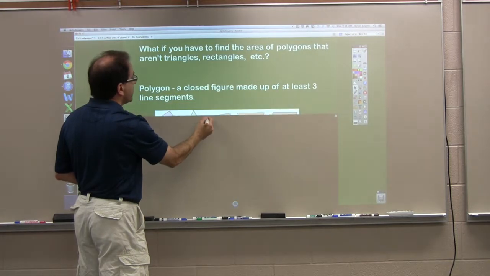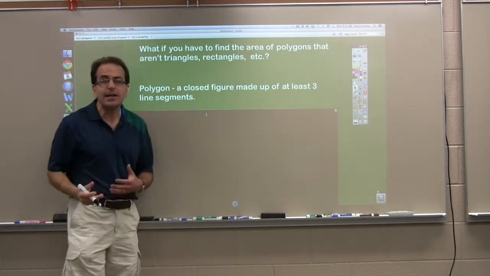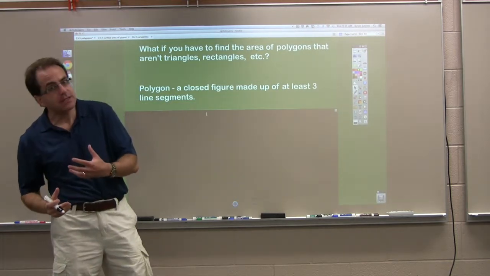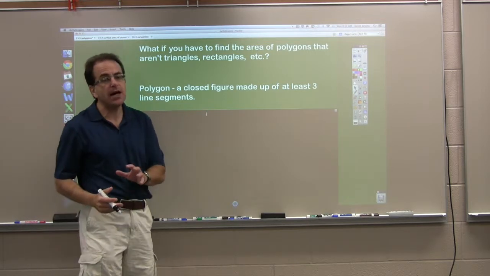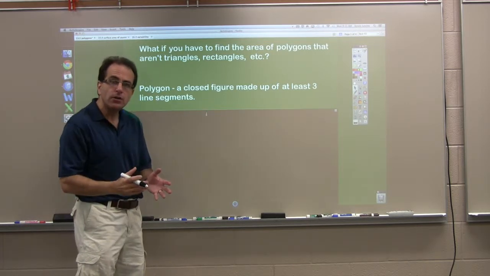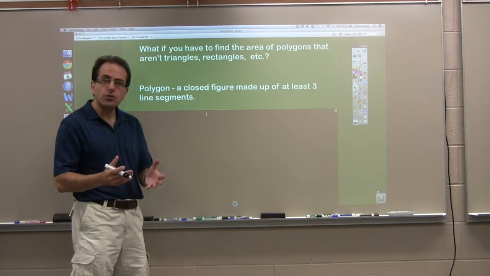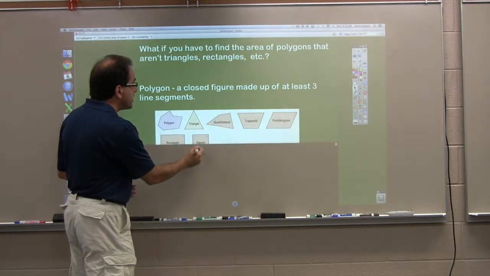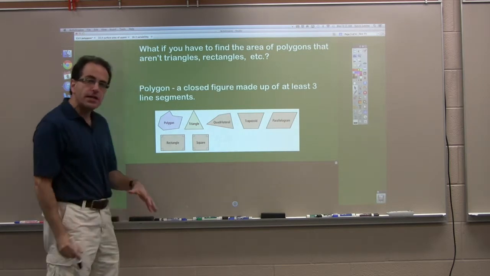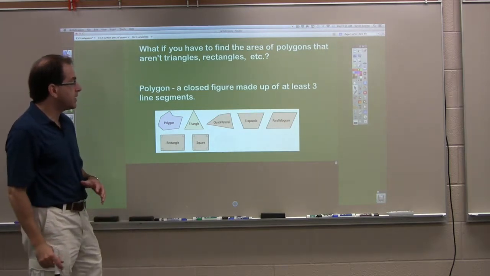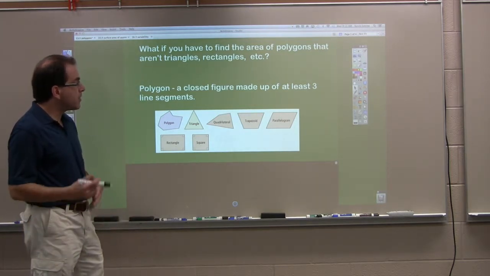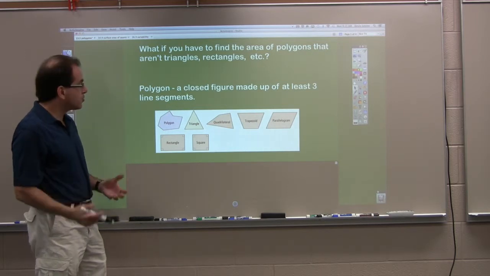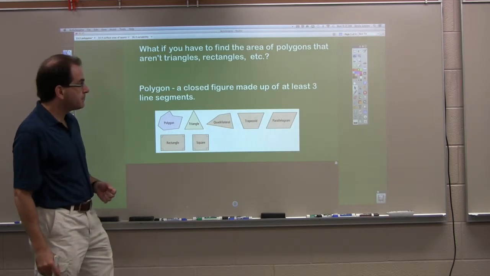Alright, first of all, quick vocab check. What is a polygon? It is a closed figure made up of at least 3 line segments. So a triangle is the first polygon because it has 3 closed line segments. Here are some basic examples of polygons, and of course there are more than this. As you can see, they're not necessarily all shapes that you're familiar with.